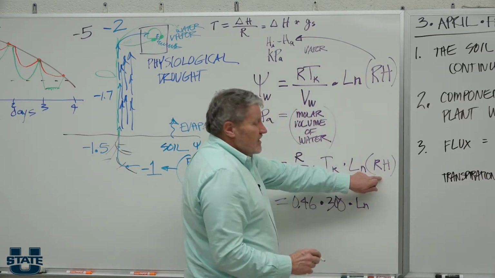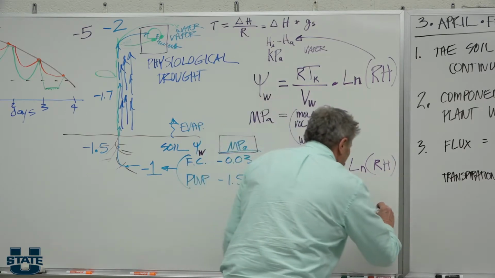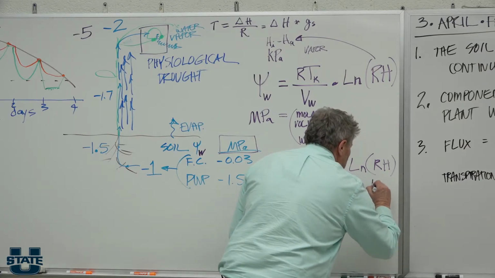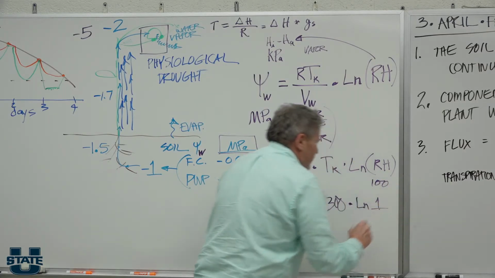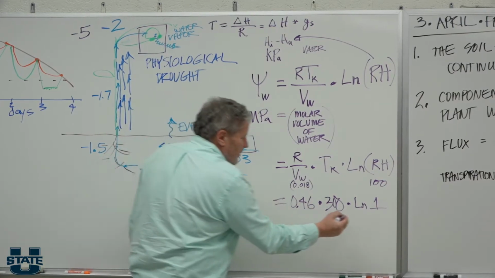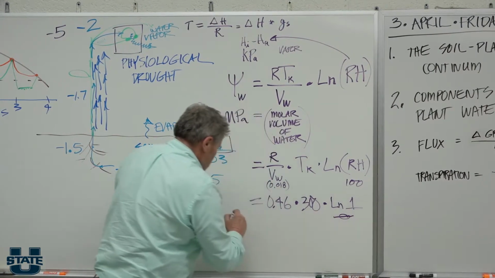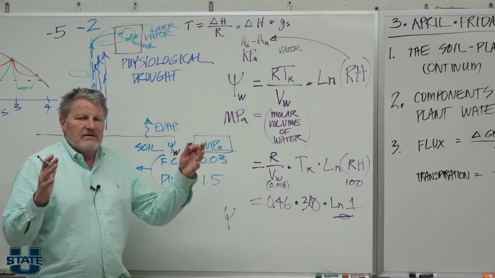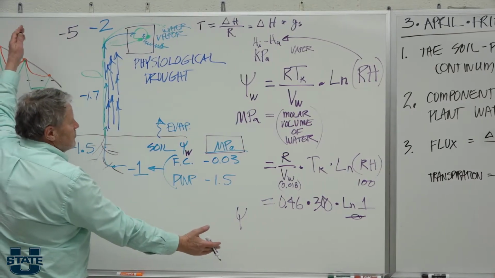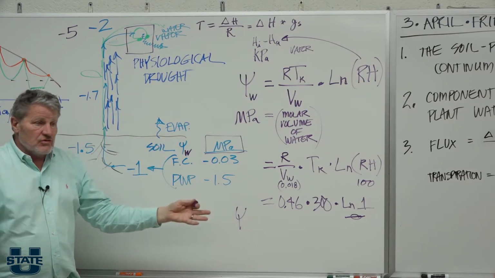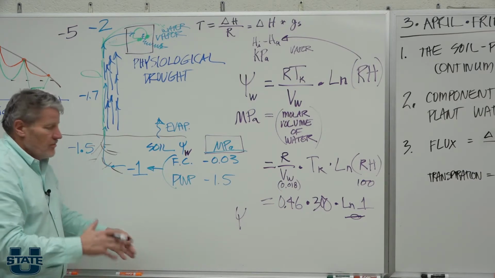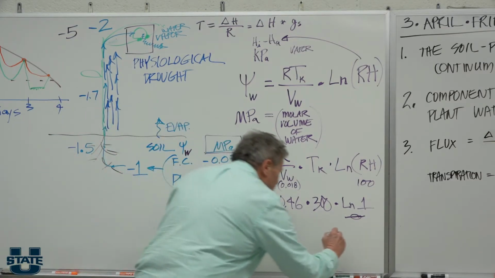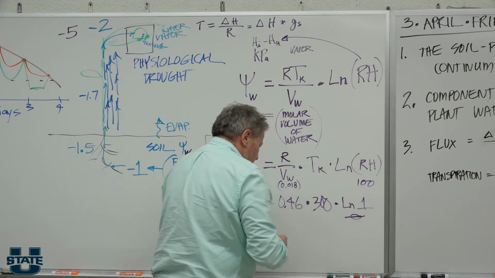Now, this has to be the decimal fraction. So what if this is 100%? Here, 100%, this is the log of 1. The log of 1 is 0. So the water potential at 100% humidity is 0. That's, no water can move. It's saturated air, saturated water. There'd be no evaporation.